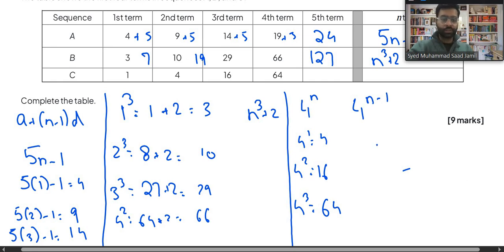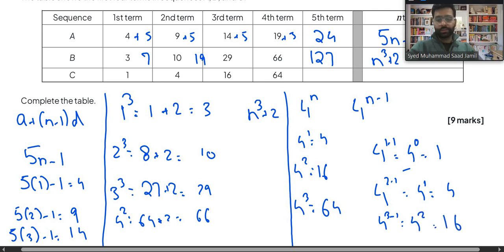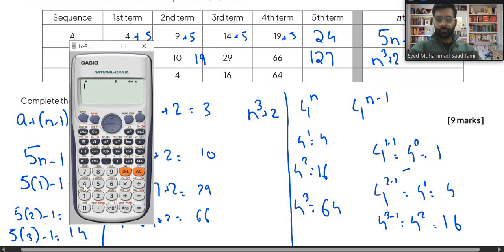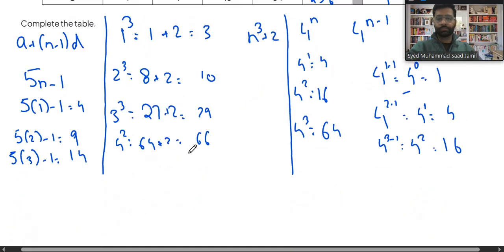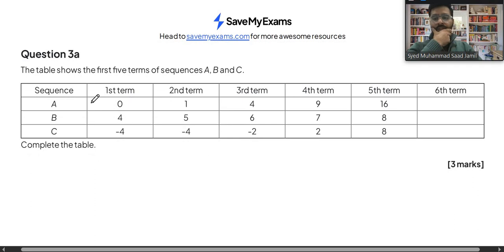So if I'm finding the first term, 1 minus 1, 4 to the power 0, that's 1. 2 minus 1, 4 to the power 1, that's 4. 3 minus 1, 4 raised to power 2, that's 16. Again, for the fifth term, I will do 4 raised to power 5 minus 1, 256. So the answer is 4 to the power n minus 1. Next question, it says the table shows the first 5 terms of the sequences A, B, and C.